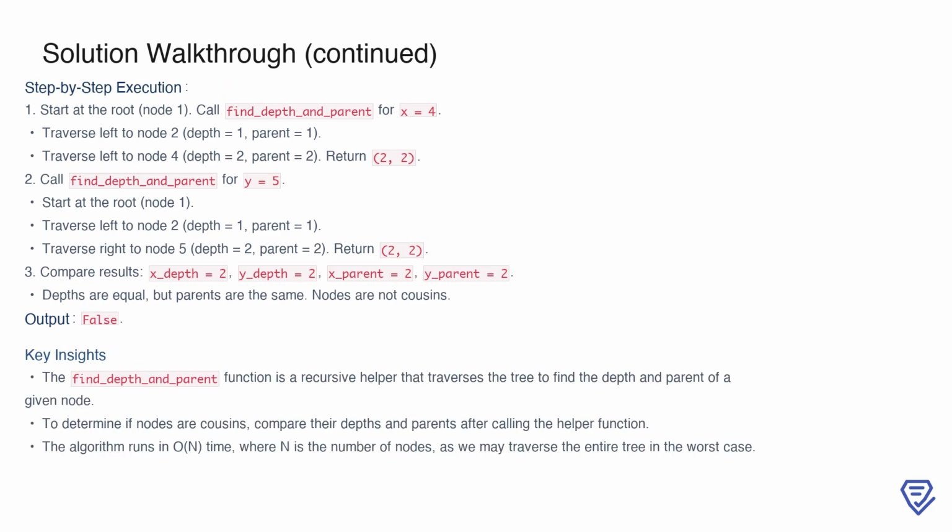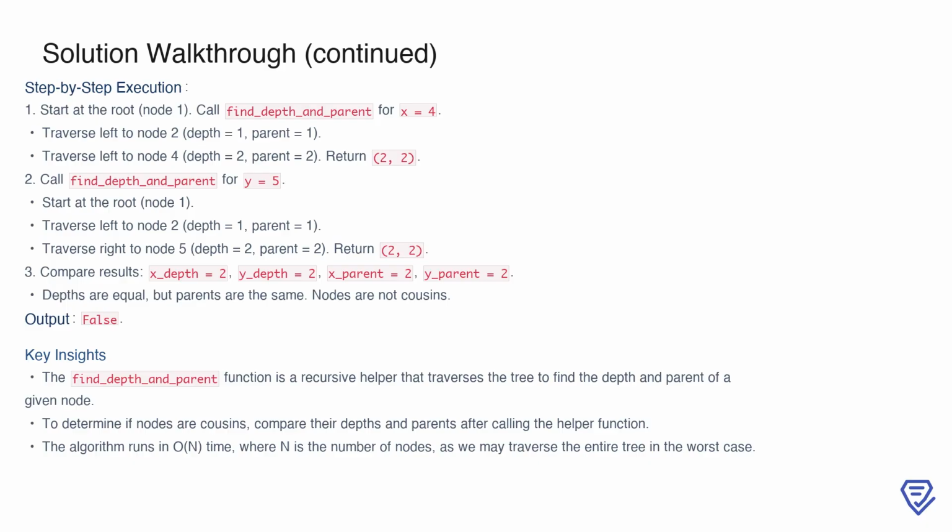Finally, let's examine a case where the nodes share the same parent. In the tree 1, 2, 3, 4, 5, with x equals 4 and y equals 5, the structure shows node 1 is the root, with 2 and 3 as its children. Nodes 4 and 5 are both children of node 2.